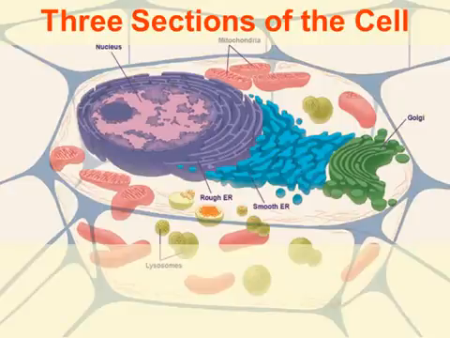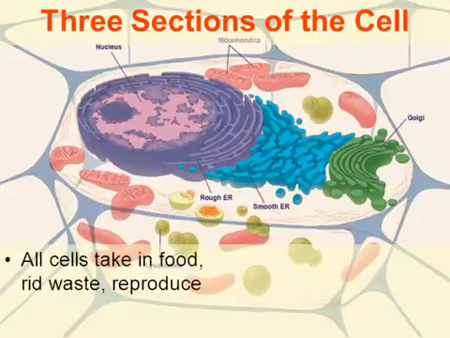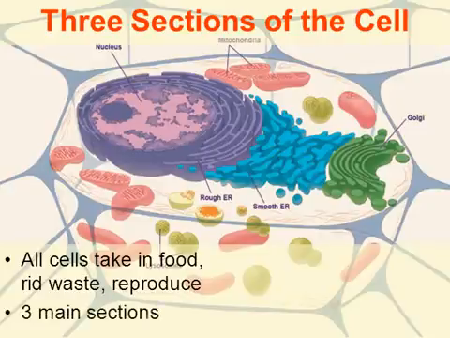First thing I want to mention are the three basic sections to the cell, and all cells need to take in food, get rid of waste, and reproduce. Well, cells have three main sections to them, and inside of those three sections are parts that allow them to take in food, get rid of waste, and reproduce.